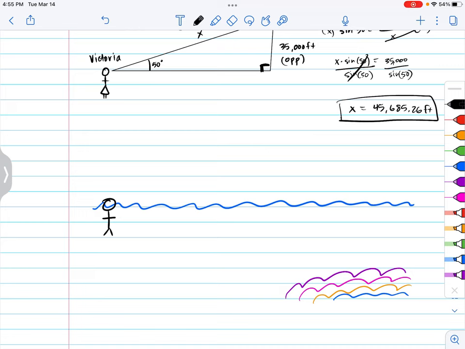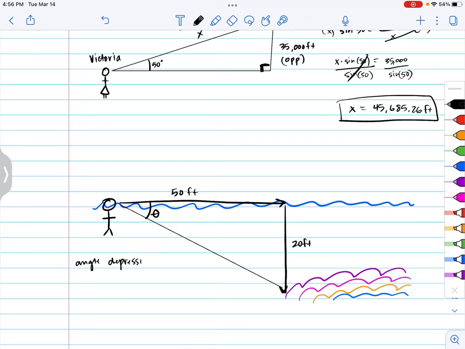Now, let's say we were able to determine that the coral reef is approximately 20 feet below water. And we also know that swimming to that spot directly above the coral reef is 50 feet. What angle is this particular person looking at the coral reef at? So what is the angle of depression here? Okay, so the angle of depression, remember it's from their line of sight, which in this case is the water level. Angle of depression is equal to what?